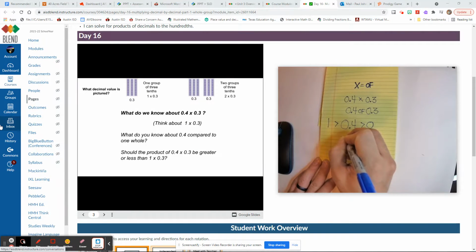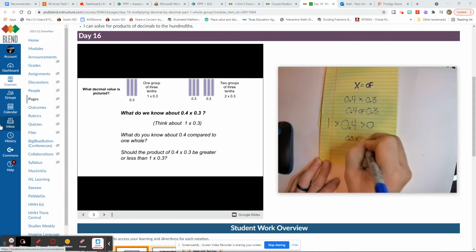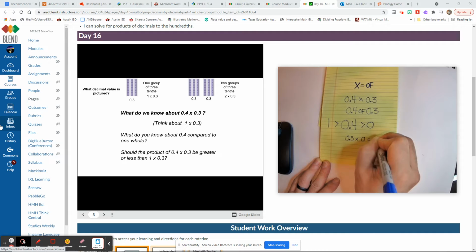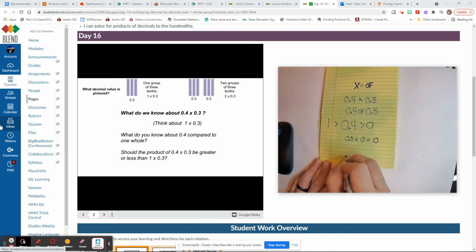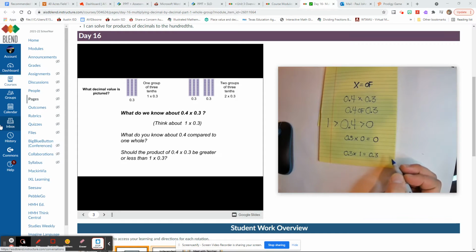All right, so once again, let's think about it for one moment. Let's take our 3/10 times 0, that equals 0. And then we have 3/10 times 1, that equals 3/10. Anything times 1 equals itself.